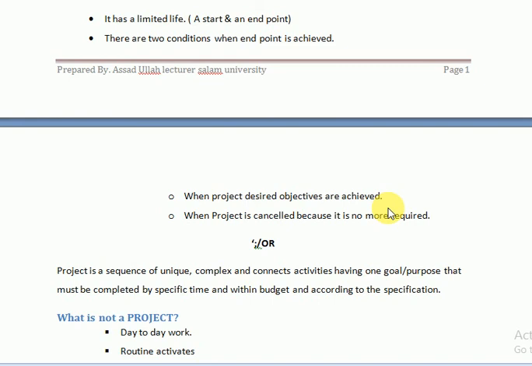From all these definitions, we reach some concise result, so now we can define the project in our own simple words: a project is the combination of different interconnected activities with some objectives or goals, to perform those activities within budget, time and resources. Such an activity is called a project.